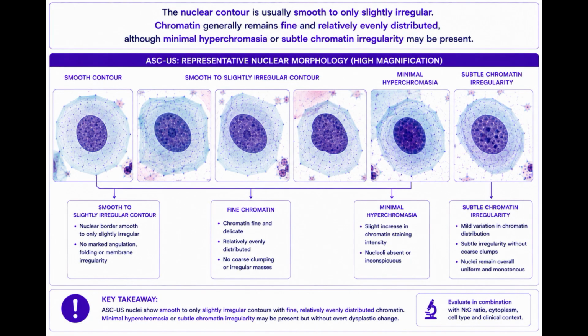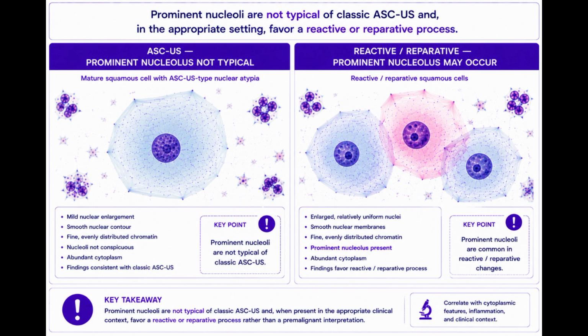The nuclear contour is usually smooth to only slightly irregular. Chromatin generally remains fine and relatively evenly distributed, although minimal hyperchromasia or subtle chromatin irregularity may be present. Prominent nucleoli are not typical of classic ASCUS and, in the appropriate setting, favor a reactive or reparative process.